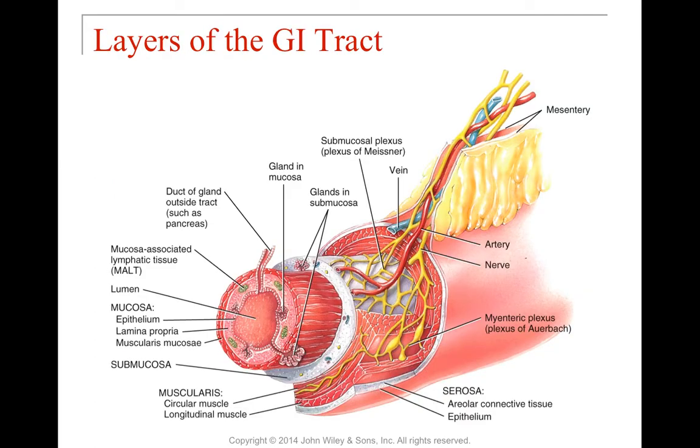Alright, so this is an overview of the different layers of the GI tract, and you're going to see similar but modified images as we travel throughout the GI tract. So I'm going to start in the center here. So in the center here we have the lumen. So this is where your food is going to be, right?